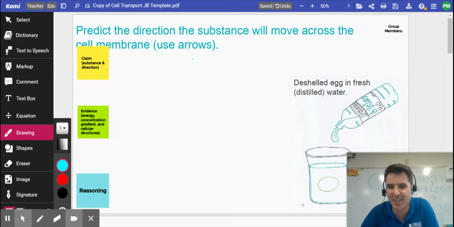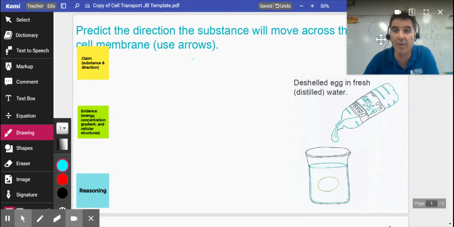Howdy, howdy, howdy. So today we're going to talk about the scenarios here, just to make sure you have access to this if you need it.